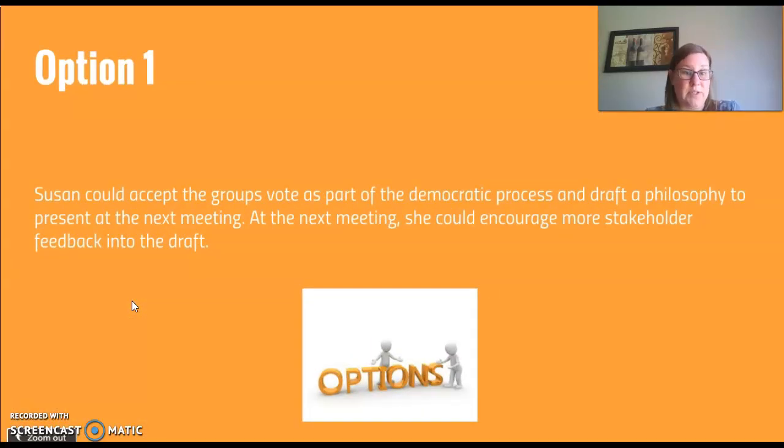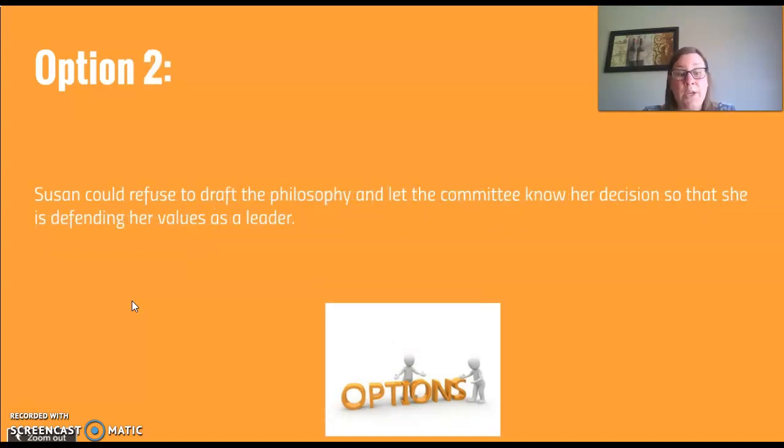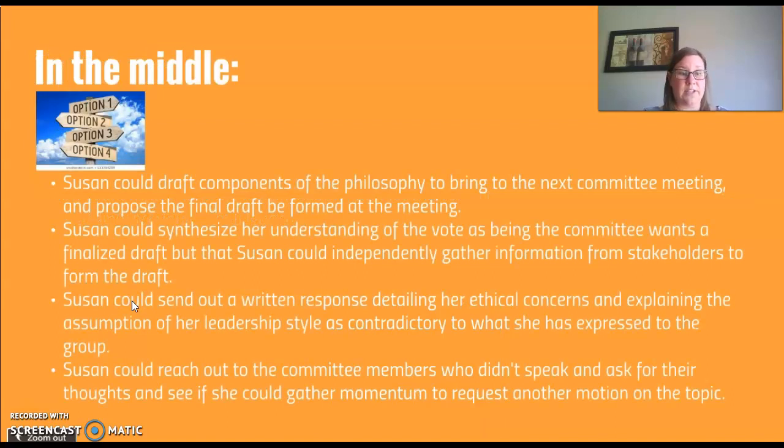So Susan has a few options. One, she could accept the group's vote as part of the democratic process and draft a philosophy to present at the next meeting. Two, she could refuse to draft the philosophy and let the committee know her decision, so that she is defending her values as a leader. There are some middle-of-the-road choices. She could draft components of the philosophy and bring it to the committee for discussion. She could synthesize her understanding of the vote in that she could bring a draft or a final draft to the next committee meeting, but independently gather information from stakeholders in order to form that draft.